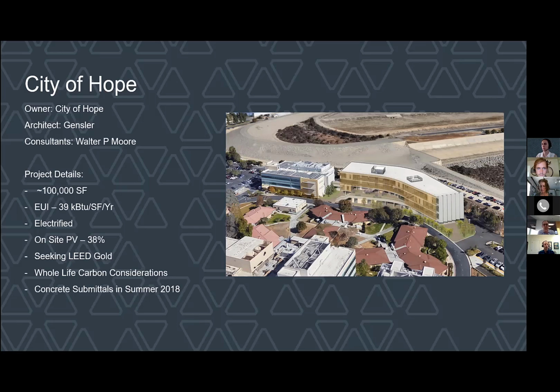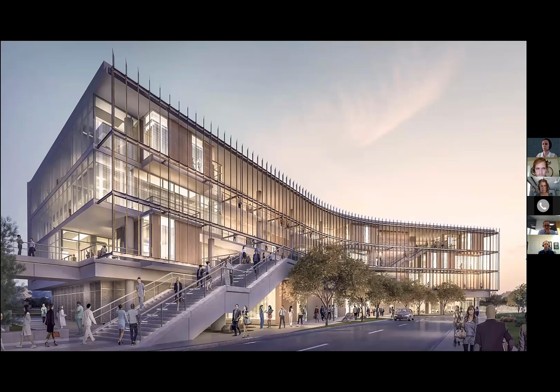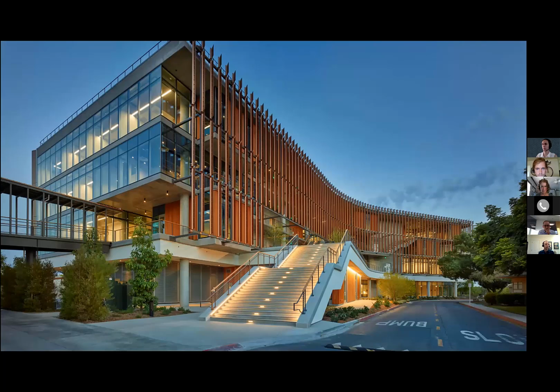Time-wise, we were going through the concrete submittal process in early summer 2018. So this is what we were working through with National and the team and the builders back then. Here's the rendering. Here's the project as it's built. It's always nice when a lot of what was in the initial renderings made it through, with a lot of exterior circulation and a really great looking building.